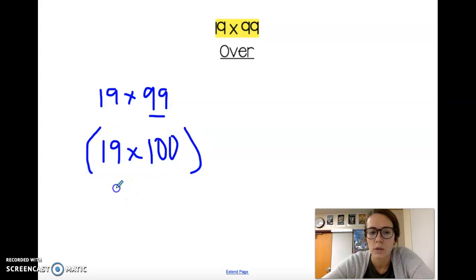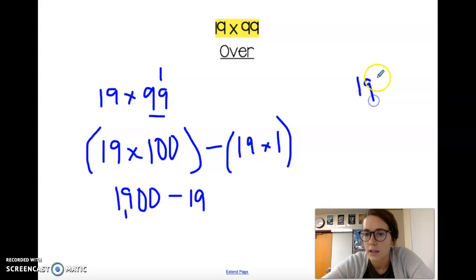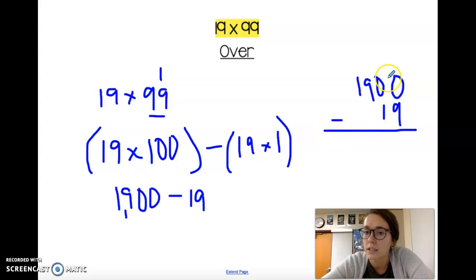So I know 19 times 100 is going to be 1900, but I'm not done because I added one group of 19, 19 times 1, I have to subtract 19 times 1 because that's what I added. All right, so I'm going to end up subtracting 19. I don't know that right off the bat in my head, so I am going to write out my subtraction problem. 1900 minus 19.